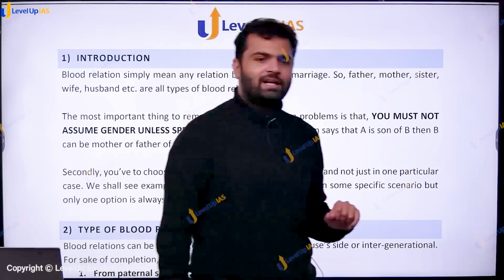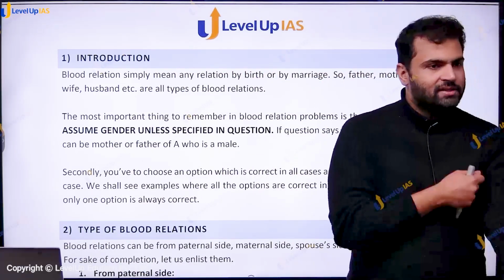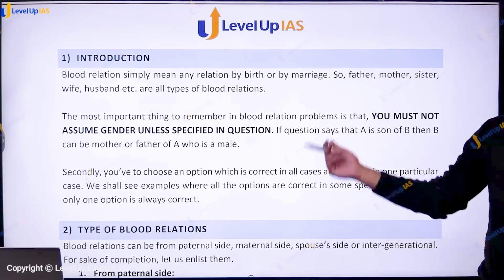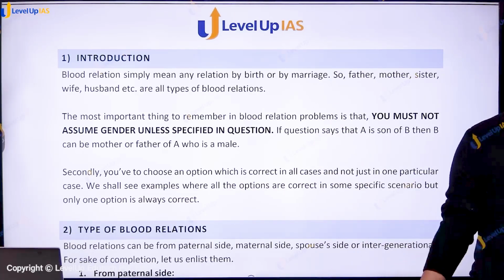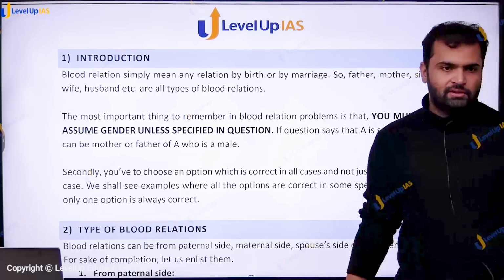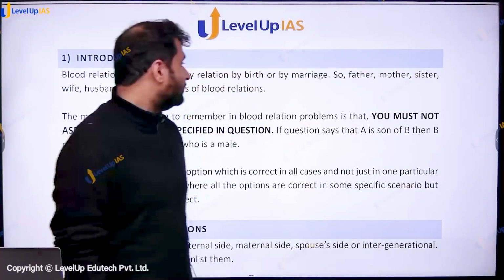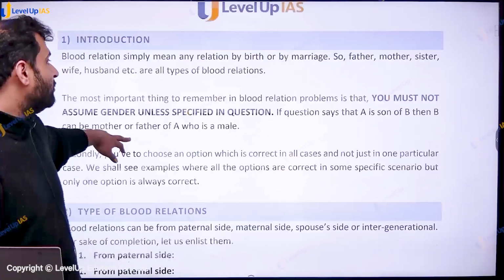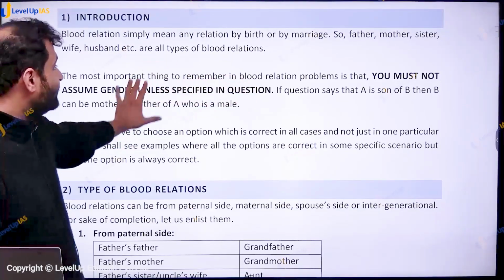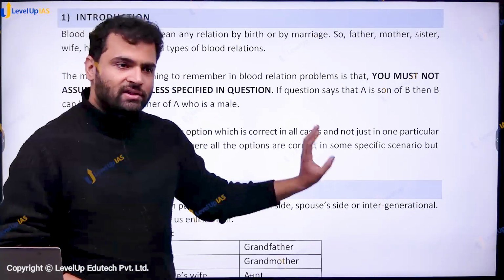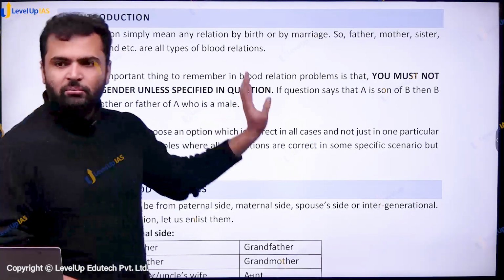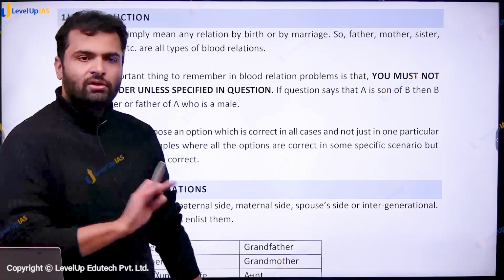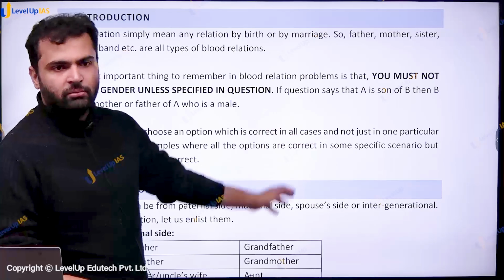Okay, blood relations, let us start. Blood relation simply means any relation by birth or marriage. So these relations are father, mother, sister, husband, wife, etc. The most important thing to remember in this: you must not assume gender unless specified in the question. That is the single most important thing in this chapter. Please do not assume gender, and please do not bring biases. Please do not try to superimpose your family, because that will bring biases.